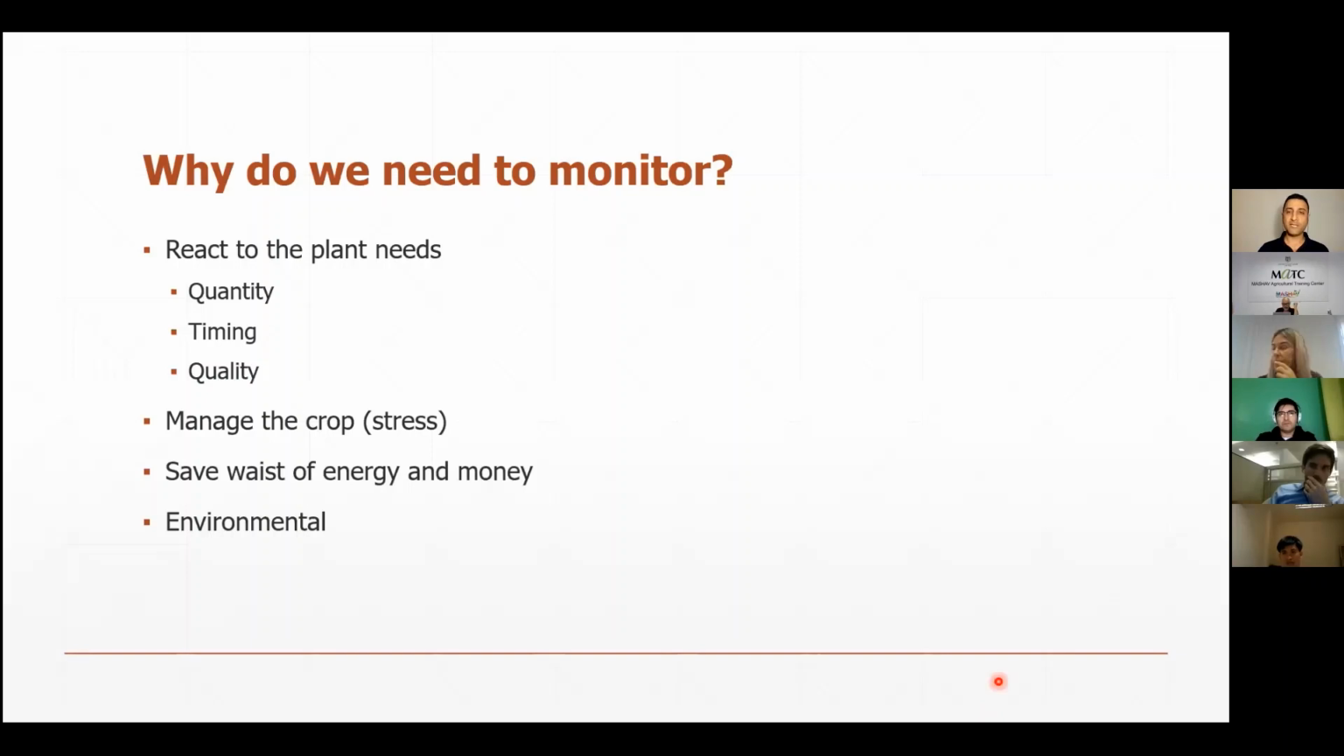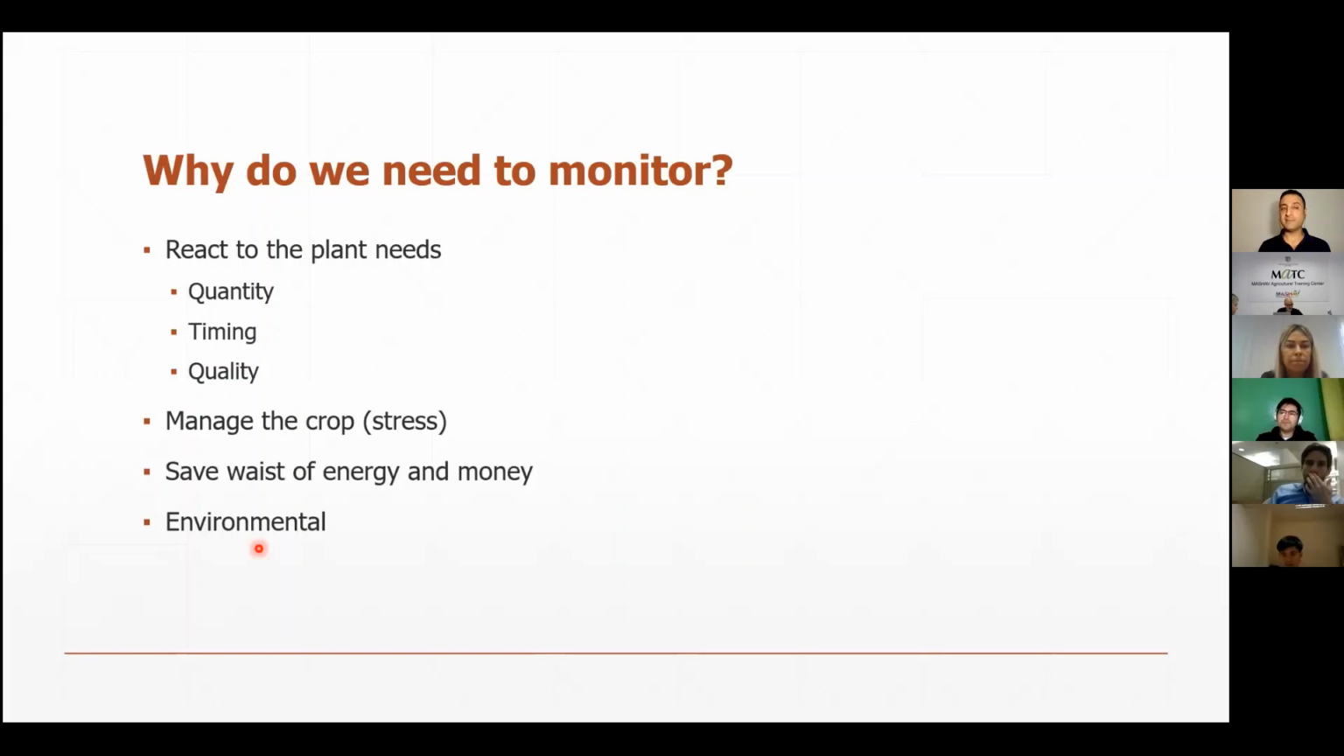Okay, so in this case, it's also a saving of money just to get the maximal yield from the plot. The last aspect that is important for monitoring is the environmental values. We don't want to waste too much water. We don't want to inject too much fertilizers.